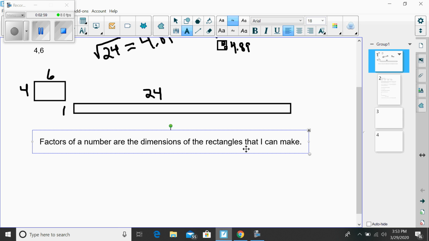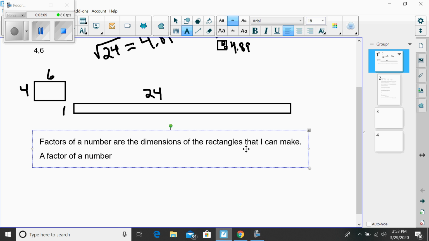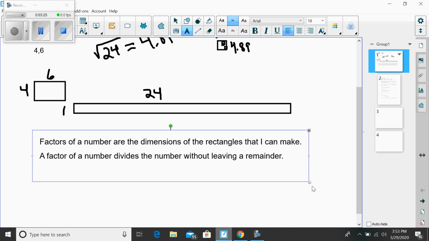All right, a more college level definition of factor would be that a factor of a number divides the number without leaving a remainder. Okay, that's a better definition at our level.